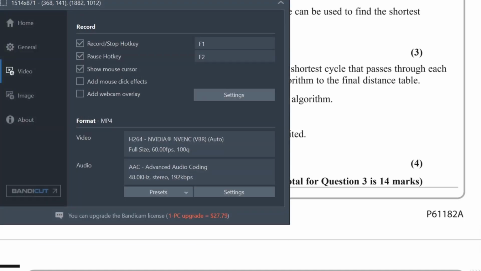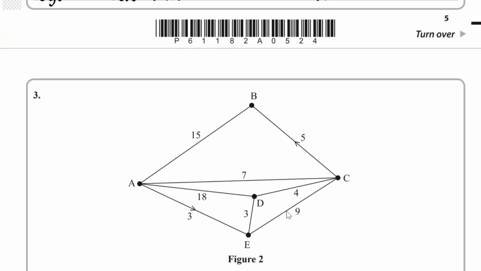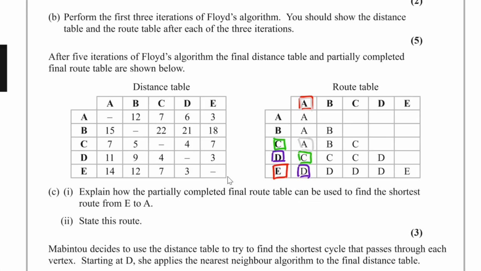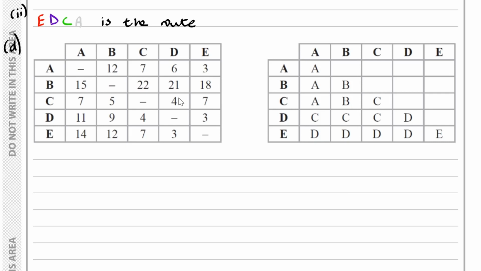Okay, so now for part D, Mabintu decides to use the distance table to try to find the shortest cycle that passes through each vertex. Starting at D, she applies the nearest neighbour algorithm to the final distance table. We have to state the cycle obtained using the nearest neighbour algorithm, and for this question you have to be really careful. You'll notice we have a directed network, and because of that, I've just copied it over here.